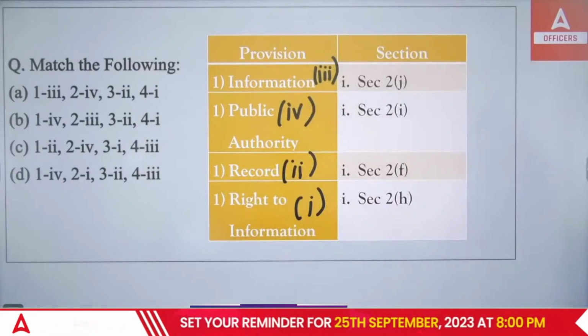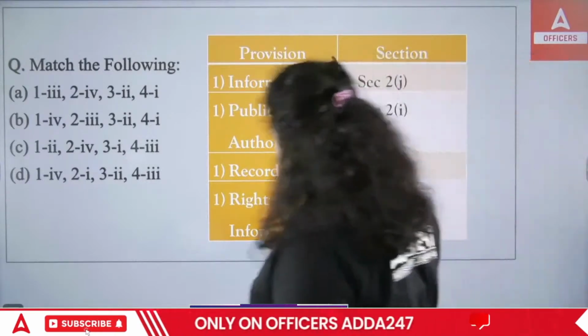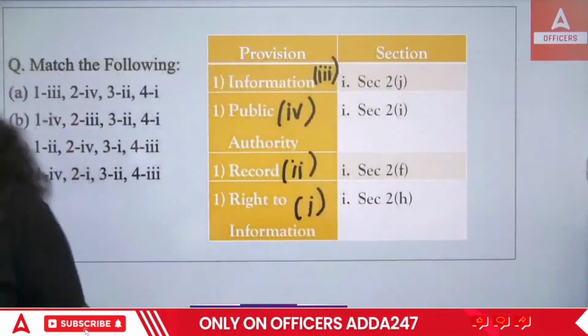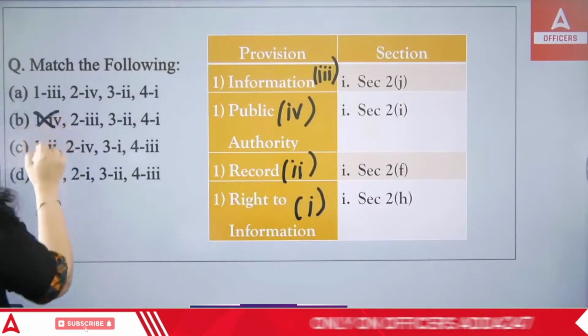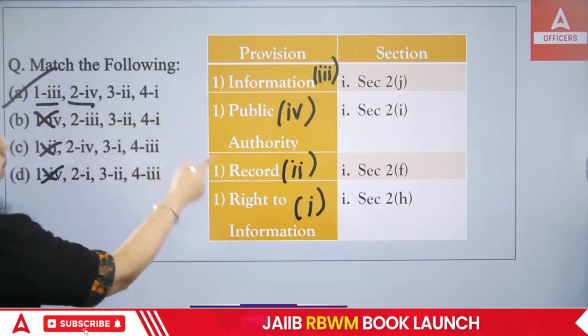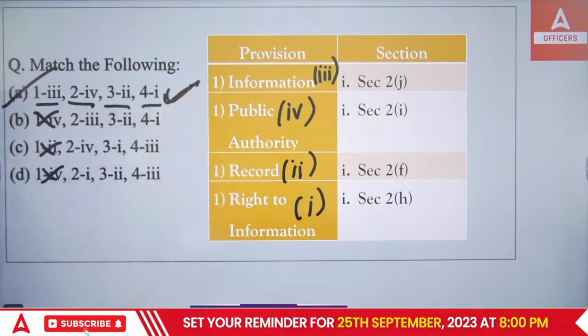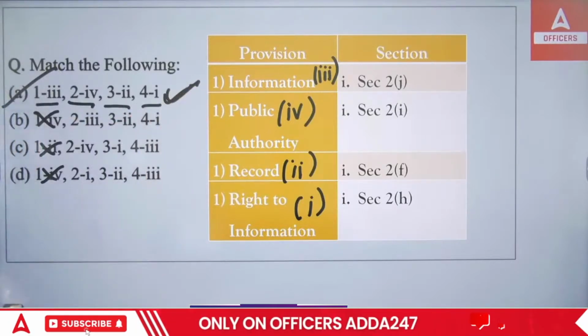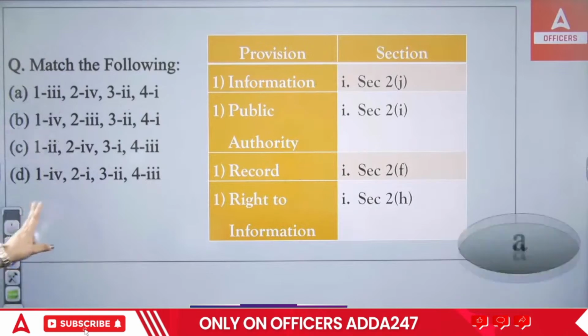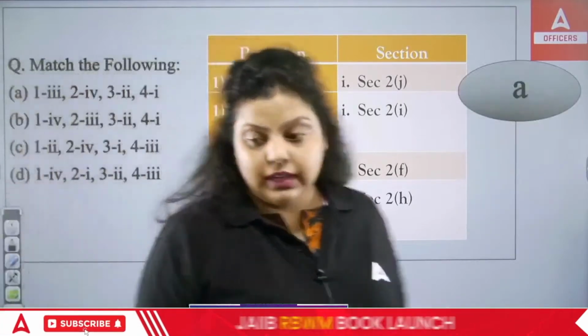So this is how you can match the following. First is third, second is fourth, third is second, and fourth is first. So the right answer will be A. The right answer here will be A. So make sure whatever you know first, match that particular point and then answer the others. Then you will easily be able to find the right match.